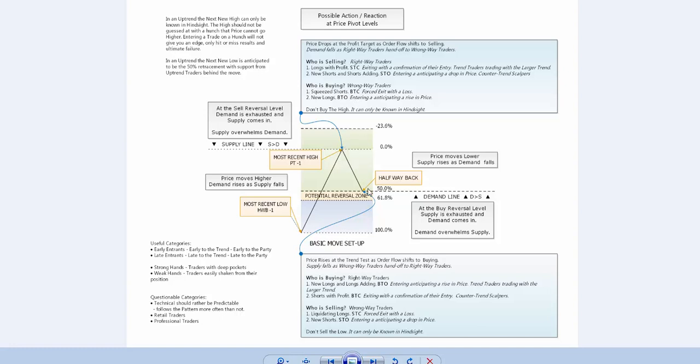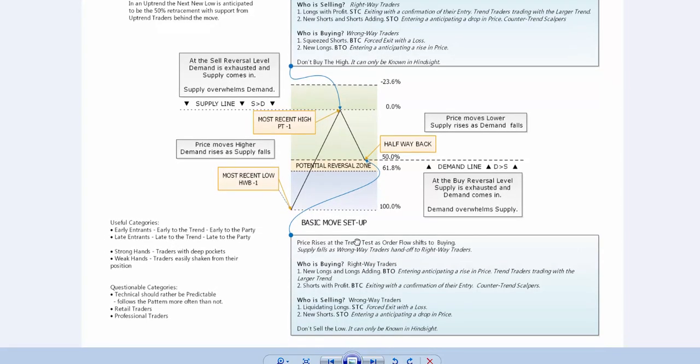But the market ultimately pulls back. So what do we anticipate when the market pulls back into those support levels, into the halfway back? Who are the market participants inside of the traditional or basic measured move? As price rises at the trend test, as order flow shifts to buying, supply falls as those wrong way traders hand off to the right away traders.